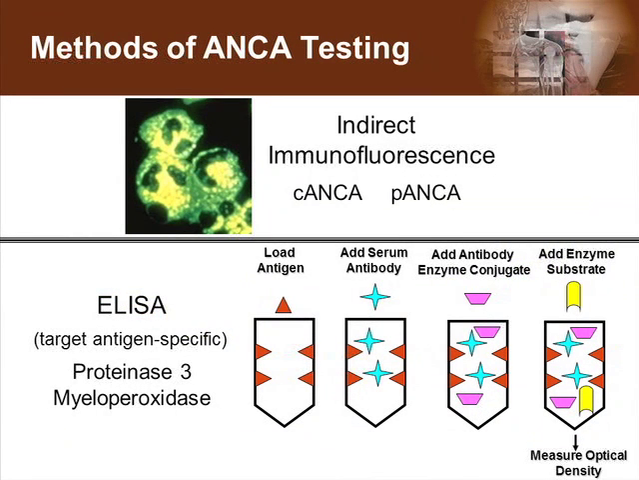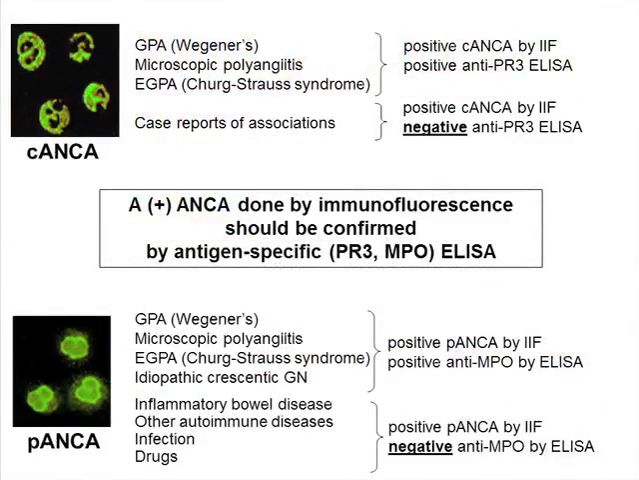There are 2 commercial methodologies by which ANCA can be tested. Indirect immunofluorescence, which provides us with our C or p-ANCA staining pattern, as well as target antigen-specific ELISA testing that detects antibodies specific against proteinase 3 and myeloperoxidase. This is important to recognize because what can be positive by one testing methodology may not always be positive by the other, and this has importance in terms of our diagnostic interpretation.